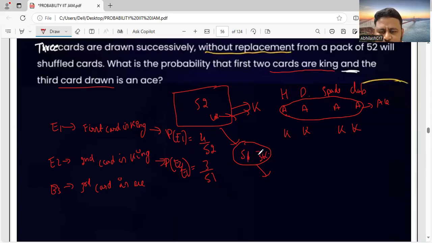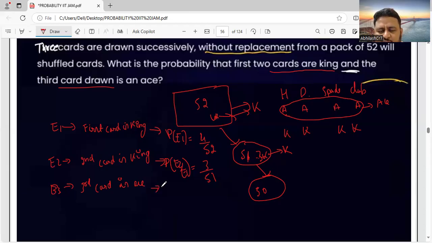That means next, here 3 kings will be there out of 51. Now, here one king is removed. Again, one king is removed. So out of 52, one king is removed; out of 51, one king is removed. Out of 3 kings, one king is removed, so here there are 2 kings and the number of cards here is 50.